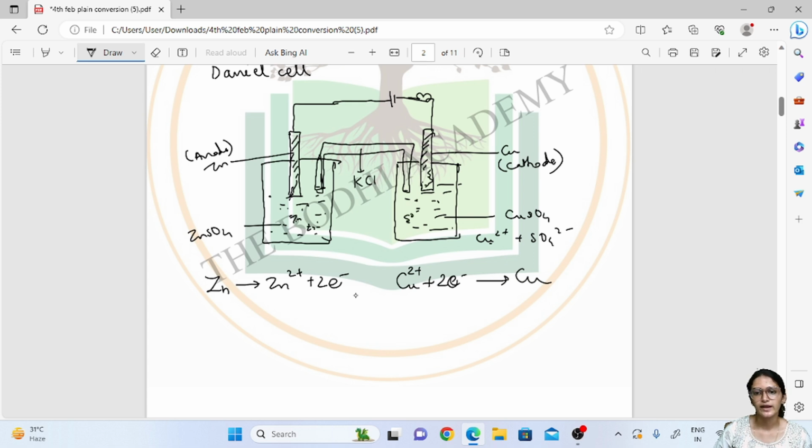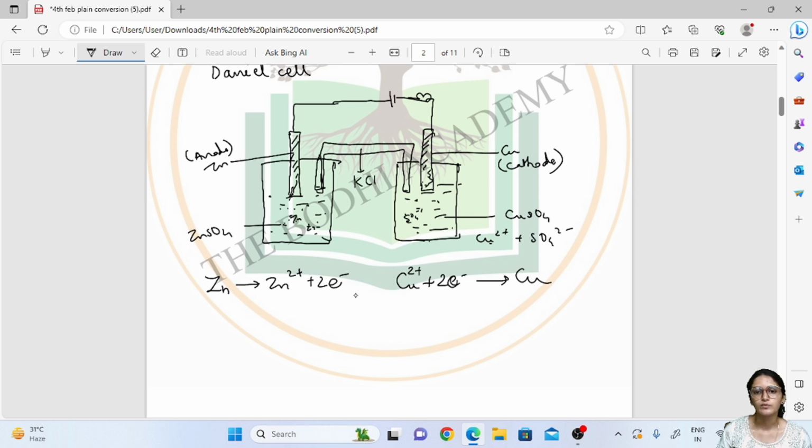So here SO4 2 minus ions will be generated. Here more and more SO4 2 minus ions will be generated, and here zinc 2 plus ions will be generated. So here we will have more of positive charge, and in this we have more of negative charge. Now what happens? To balance this or to continue the reaction, we have to put something in the cells so that it will neutralize the cell, the whole reaction.